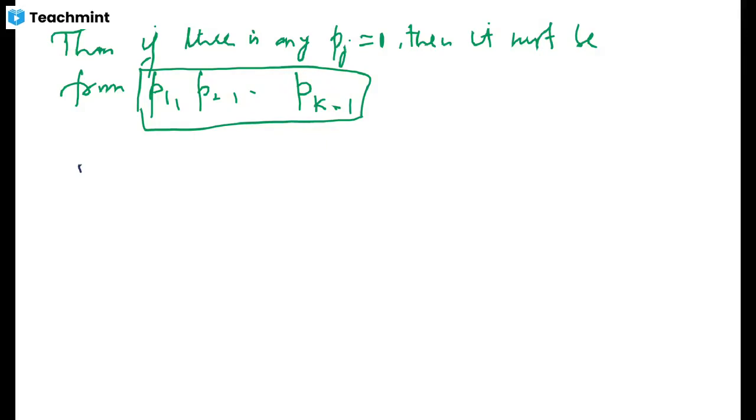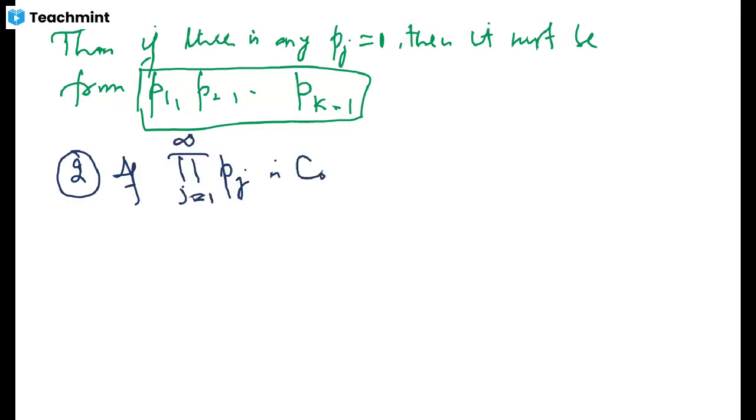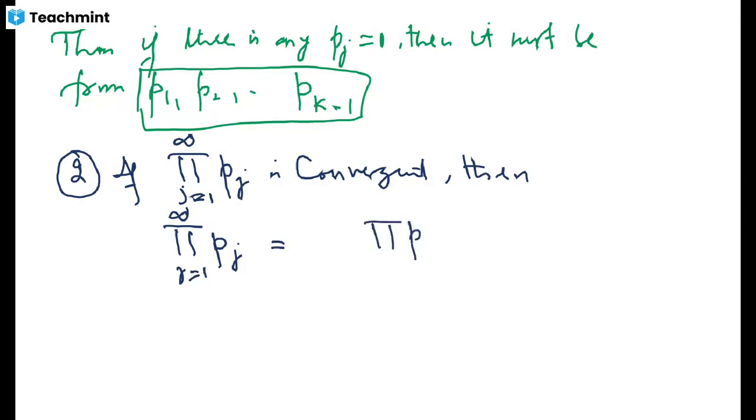So the second observation is that if this infinite product is convergent, then the value of this infinite product can be computed as a limit of a sequence: the product of the first m terms, j from 1 to m, and taking the limit as m tends to infinity.